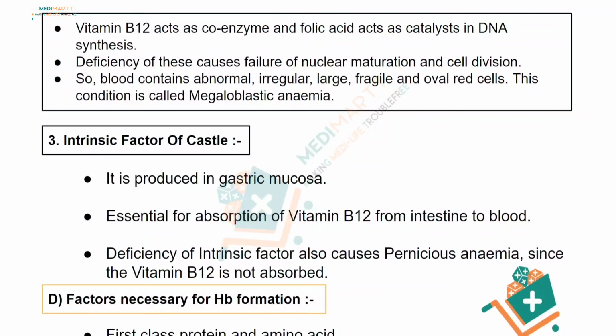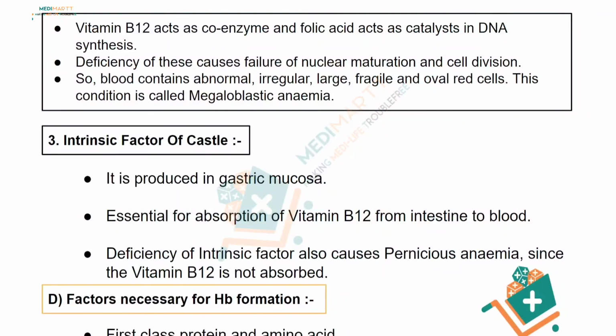Now let's talk about the intrinsic factor of Kessel. It is produced in the gastric mucosa, and it is essential for the absorption of vitamin B12 from the intestine to the blood. When we eat food, vitamin B12 is absorbed into the blood from the intestine, and the essential factor for it is the intrinsic factor of Kessel.